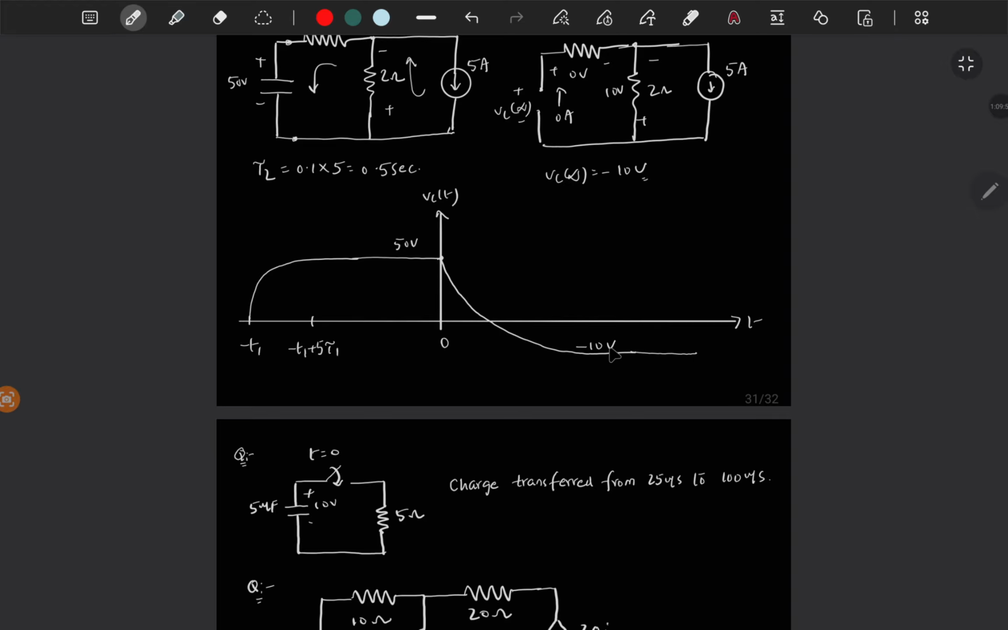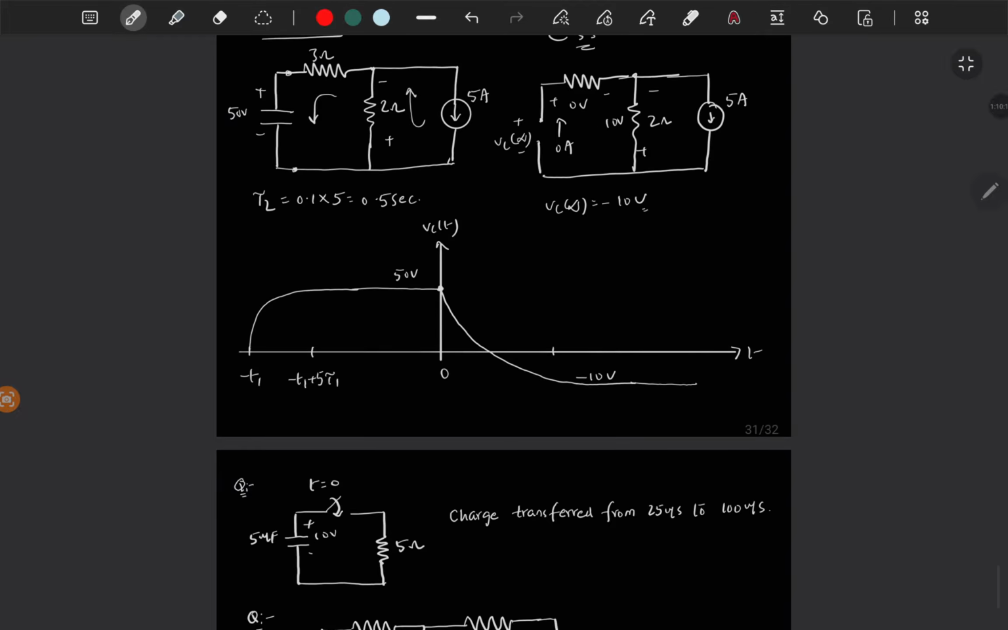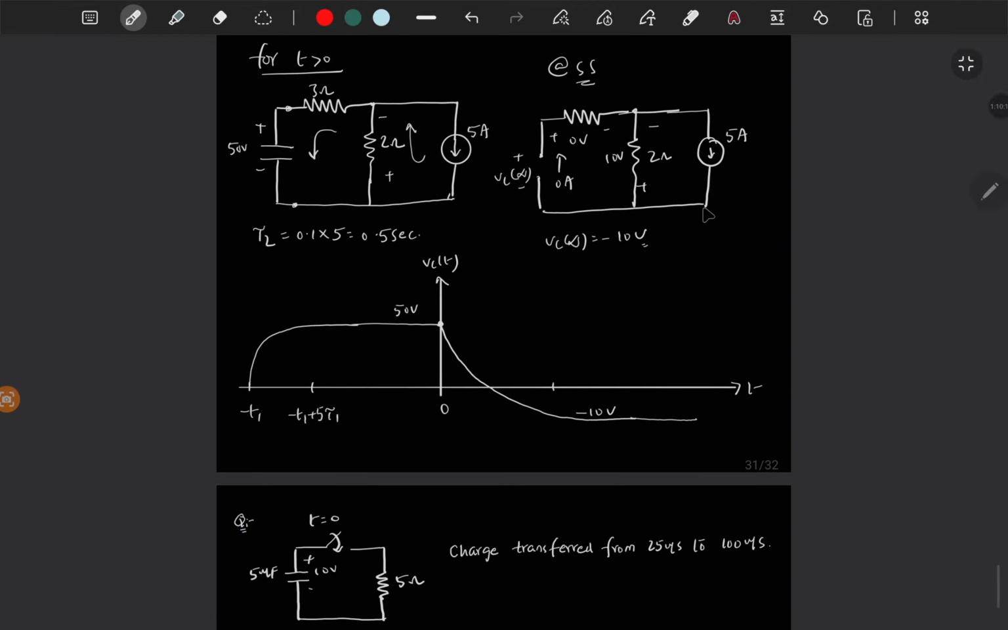So this is minus 10 volt, and this won't take 5 time constants because the initial voltage is 50 volt, not 0 volt, and this is independent. This is again, we have one independent current source, so this is charged to minus 10 volt with some initial voltage of 50 volt.